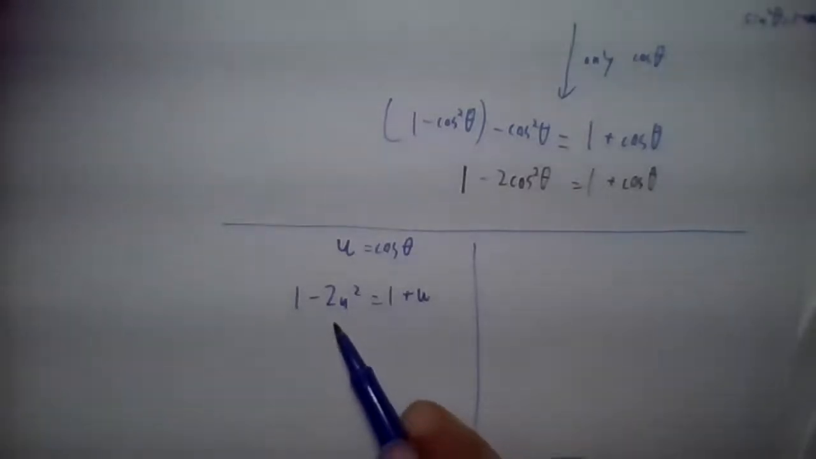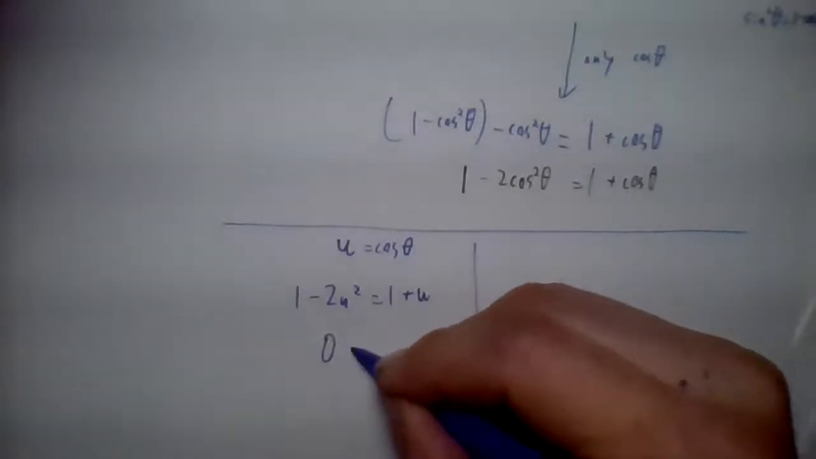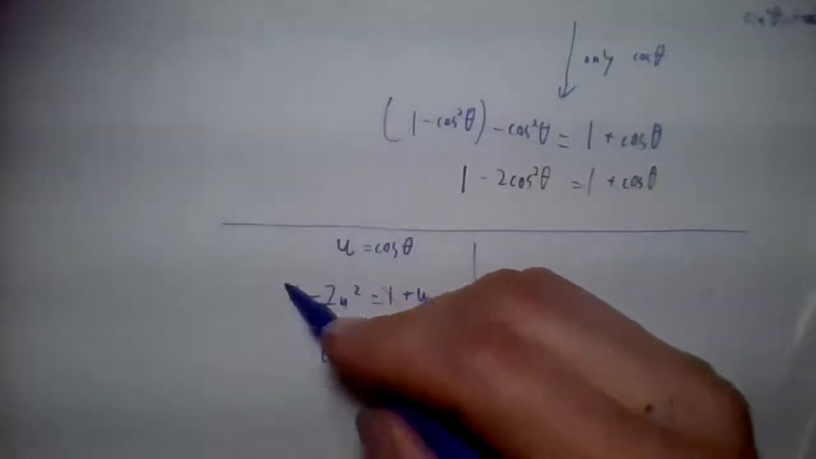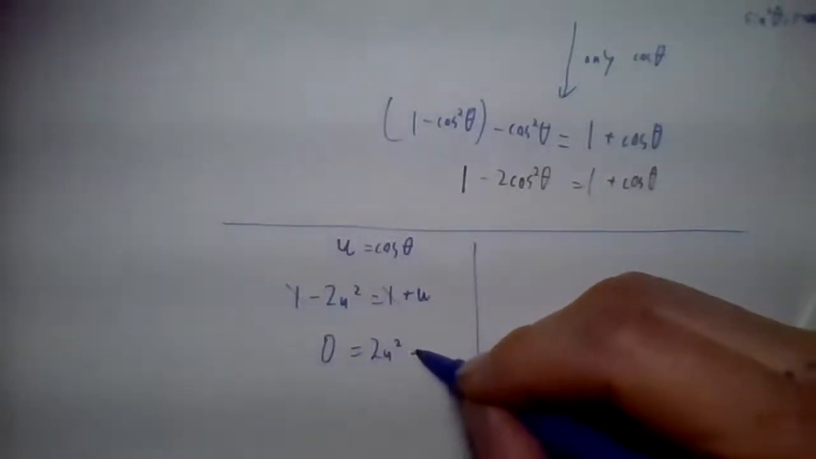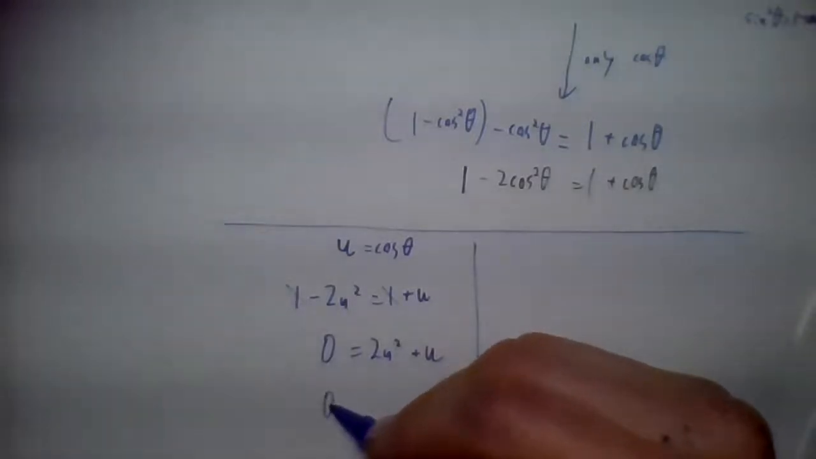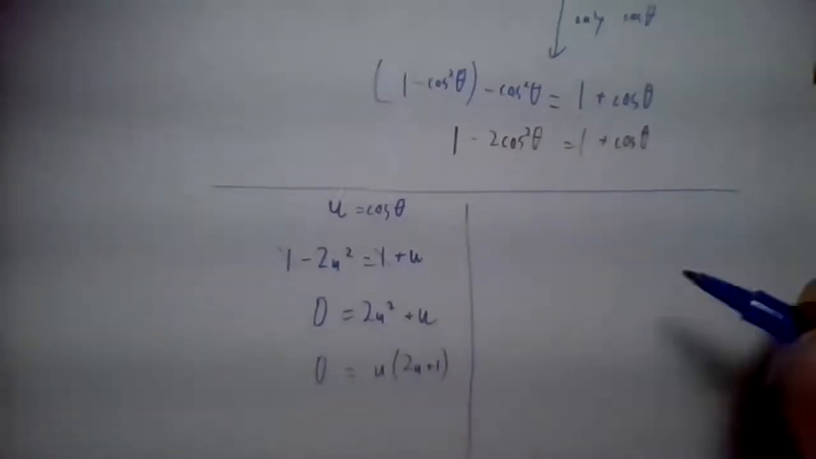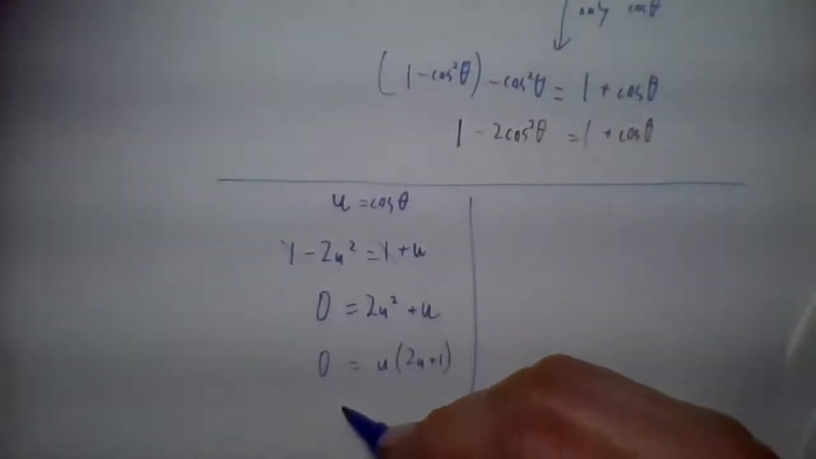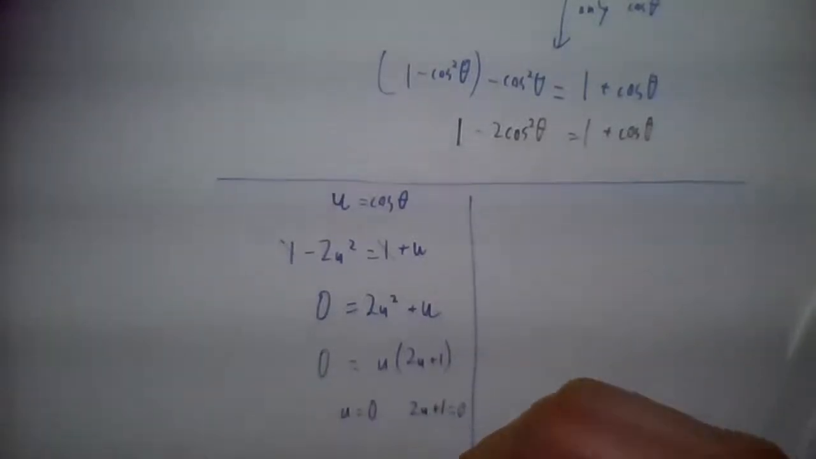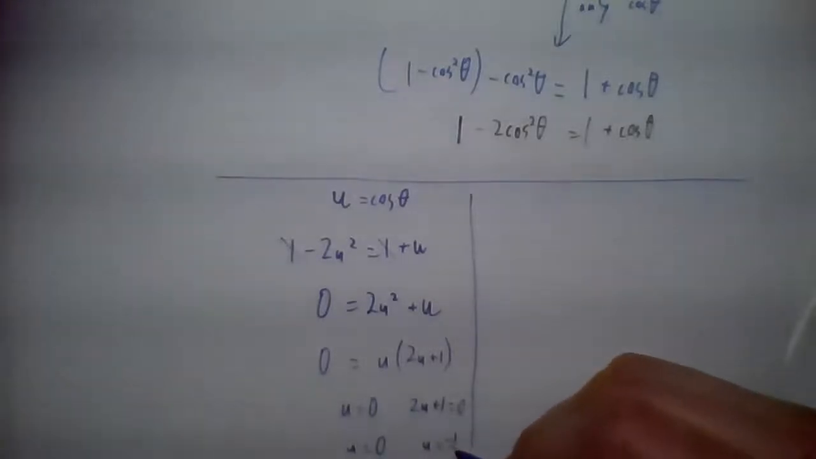And so your algebra instincts should tell you, I just want to get everything to one side to use the factors. So I'm going to move everything over. Subtract 1 from both sides. Those are actually the same on both sides. So I just have 2u squared plus u equals 0. Factor. Zero factor property says either u is equal to 0 or 2u plus 1 is equal to 0. So u is 0 or u is negative 1/2.